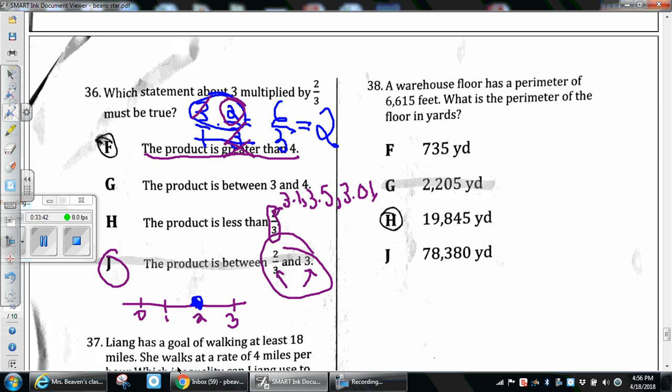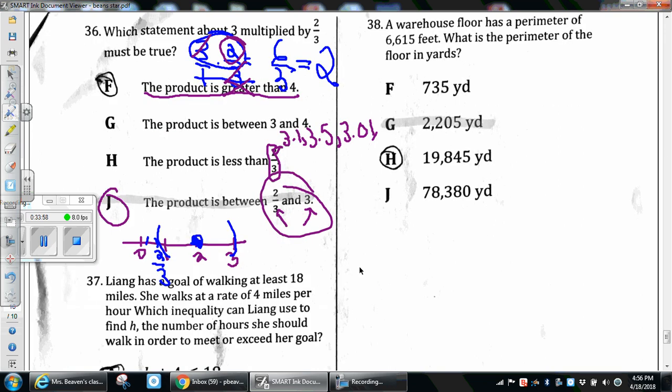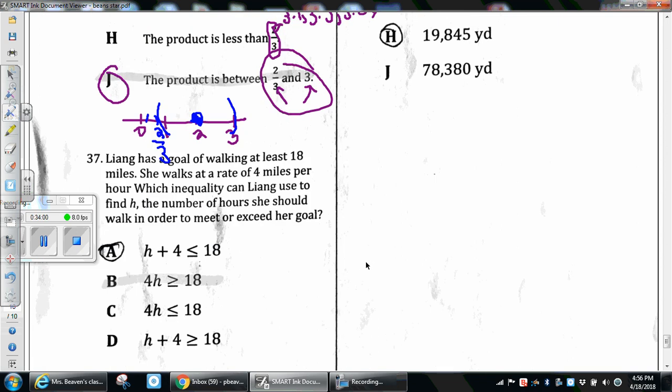And 2/3 is somewhere here. Like if we divide 1 into thirds, 2/3 will be here. So their solution is in between here and here. That's what it means. So let's go to question 37, second to last.